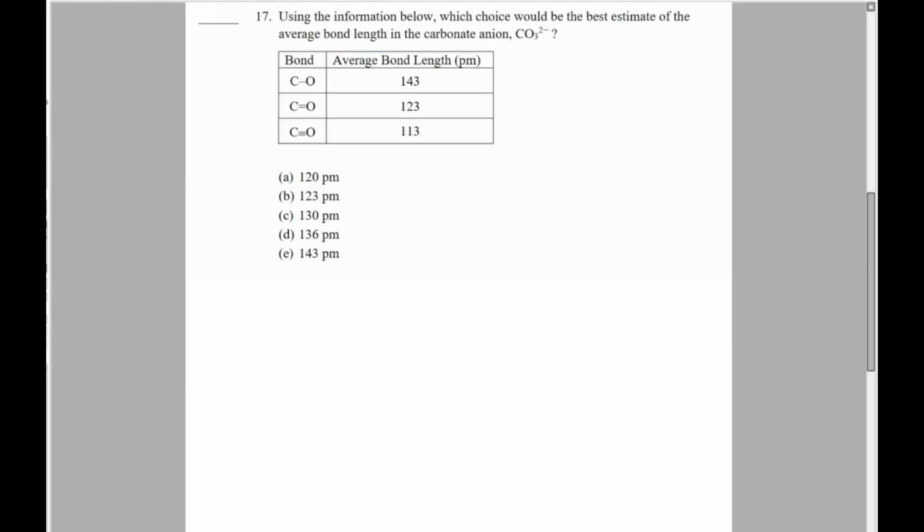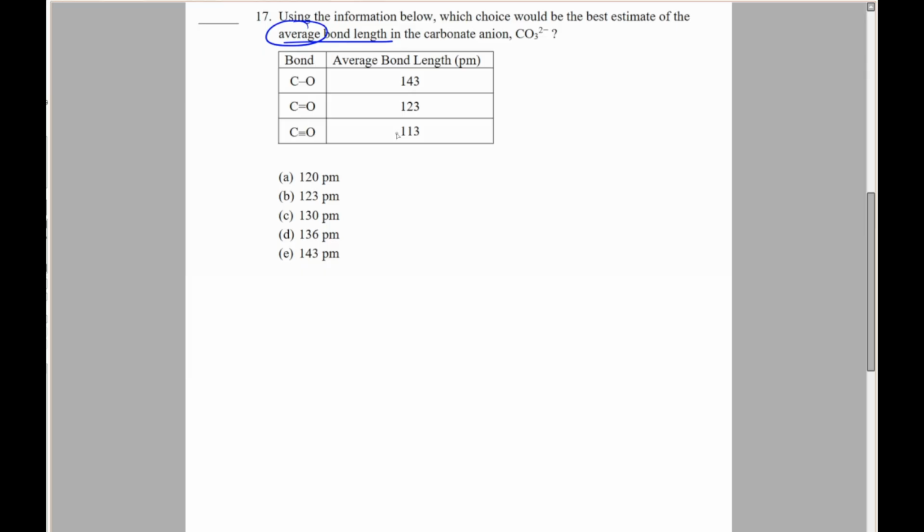Question 17. Using the information below, which choice would be the best estimate of the average bond length, keyword average, in the carbonate anion, CO3 2-. So for this question, it's basically asking for a weighted average of bond lengths because we're given this table of average bond lengths for each type of bond that might occur in this anion, and we're asked for the average bond length. So it's just a weighted average.